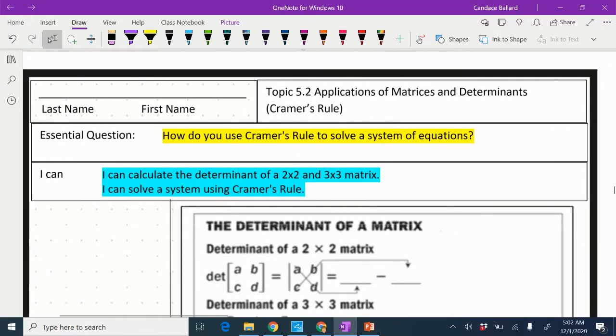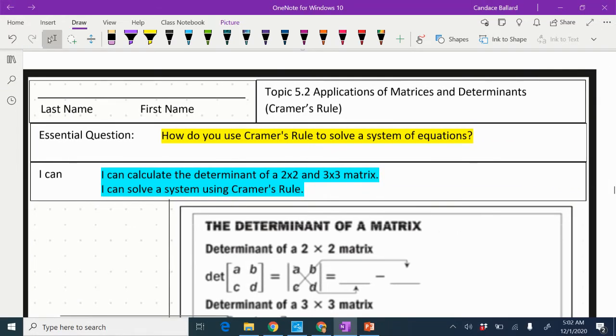In this video, we're going to talk about topic 5.2, which is applications of matrices and determinants, and we're going to be using something called Cramer's rule. So this is another way to use something that is called a matrix to calculate a system of equations. So we're going to answer the question, how to use Cramer's rule to solve a system of equations. And our two I can statements are I can calculate the determinant of a 2x2 and a 3x3 matrix, and I can solve a system using Cramer's rule.